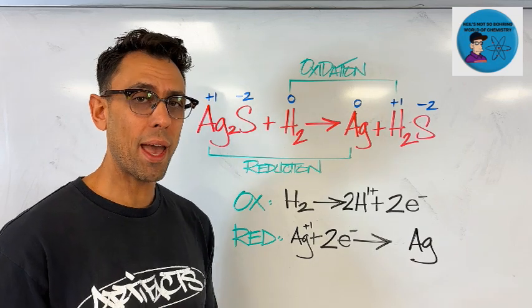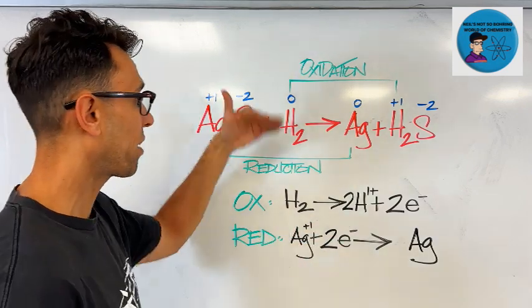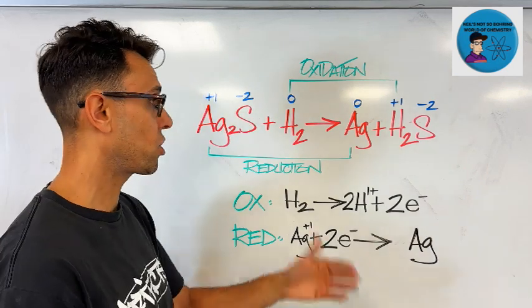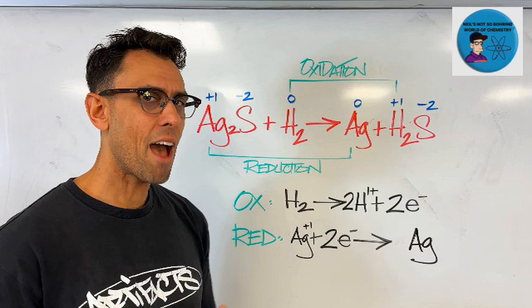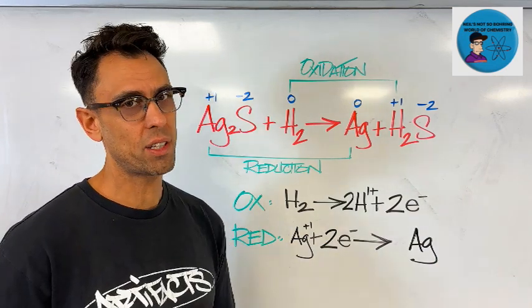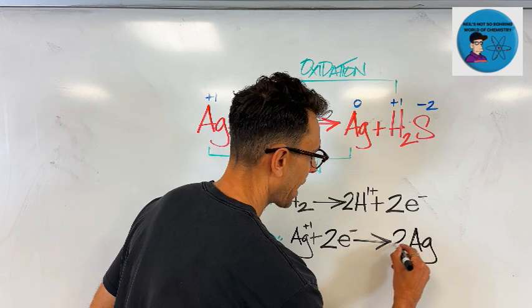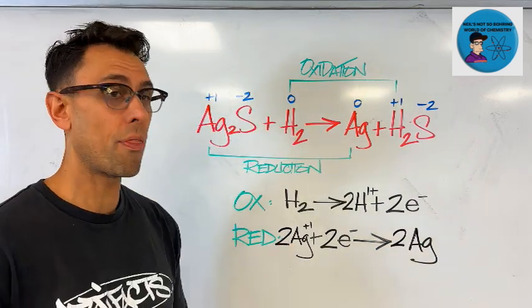That's not the way balancing these half reactions works. I know we do stuff like that with regular chemical equations. We can just go in and put a coefficient in front of one specific thing. But in half reactions, if we want that 2 electrons, everything in the half reaction gets multiplied by 2. So we're going to have 2 silver on this side and 2 silver on that side.